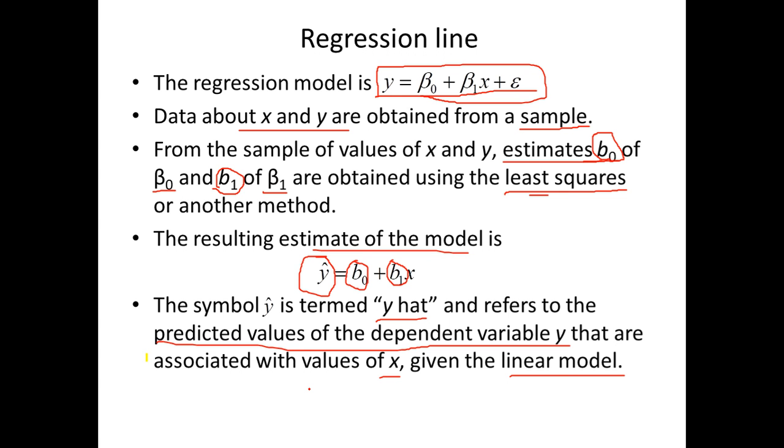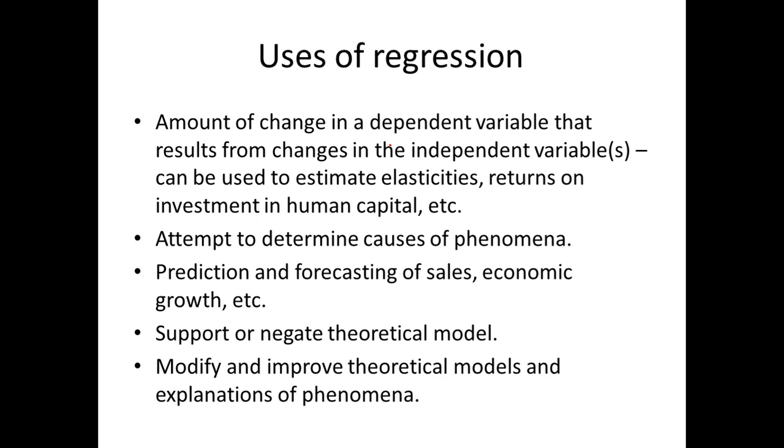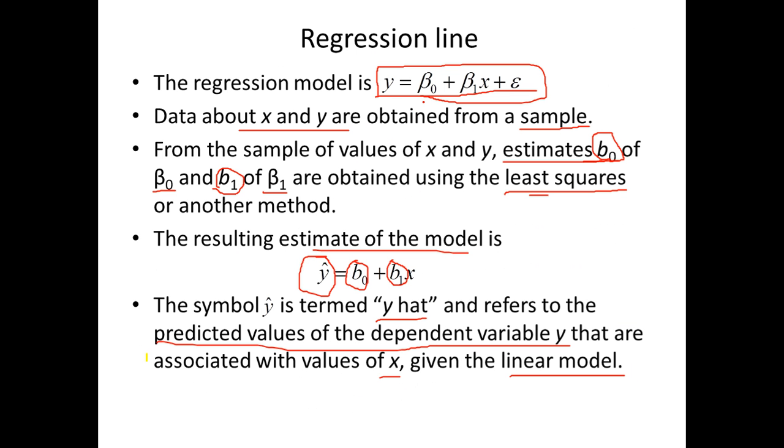It might be a closer value, like 45 or 40, but you don't know exactly, right? What is the exact value? If you put the exact value of beta naught and the exact value of beta 1, and there should be some error term, then only you will get the exact value of y. But you don't know that.